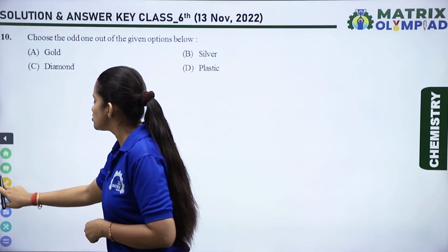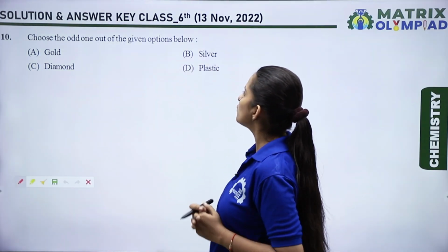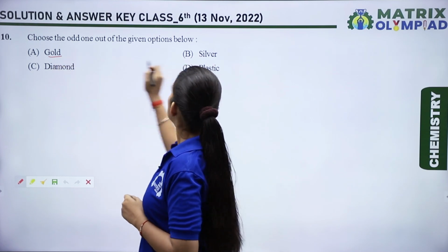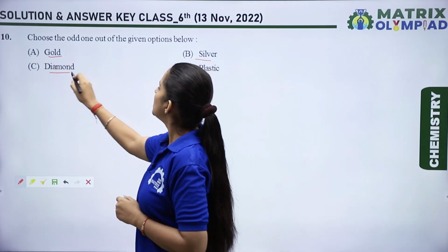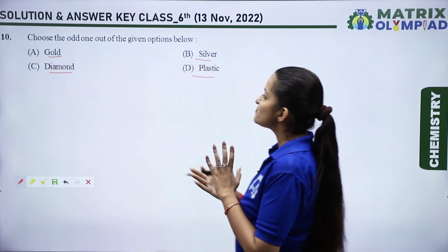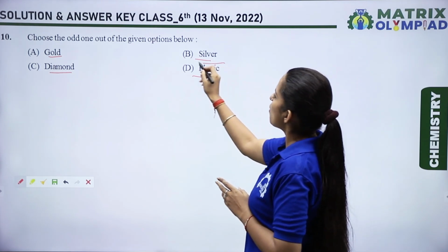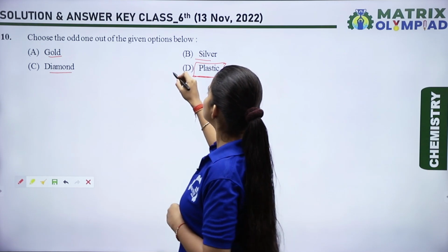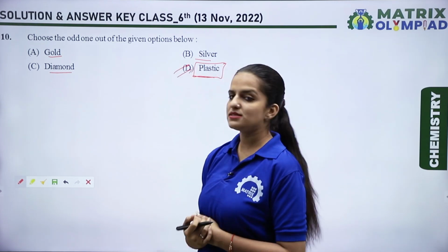Next question is, choose the odd one out of the given below. Gold, silver, diamond and plastic. Among these four options, plastic is the odd one out. So here option D is the correct answer.